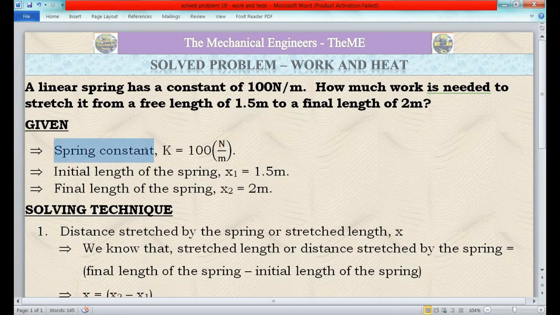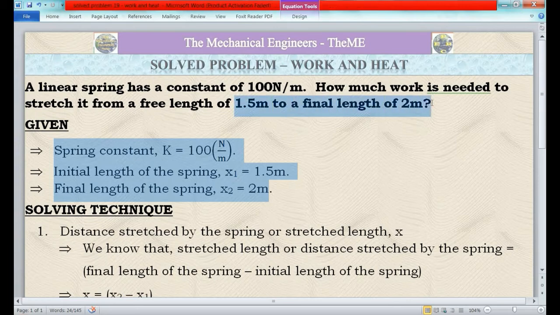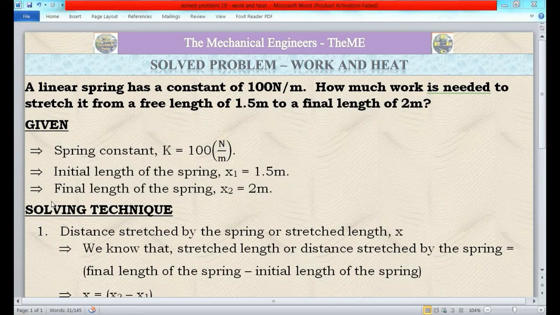First one is spring constant, which is 100 Newton per meter, and it is represented as K. Next is initial length of the spring, which is 1.5 meter, and it is represented as X1. Third is final length of the spring, which is 2 meter, and it is represented as X2. So by using these three conditions, we are going to find the work done in stretching the linear spring from 1.5 meter to 2 meter. Now I will move to the solving technique.